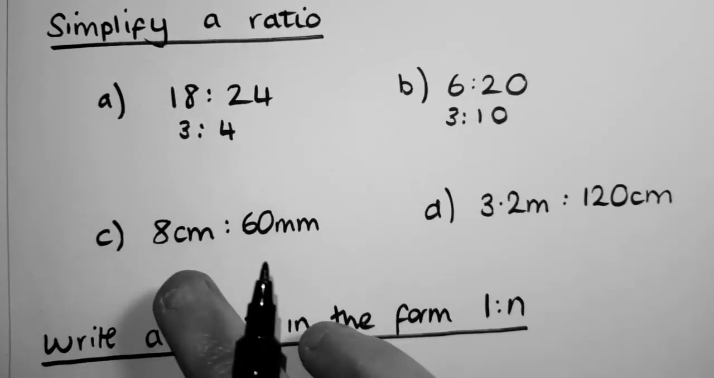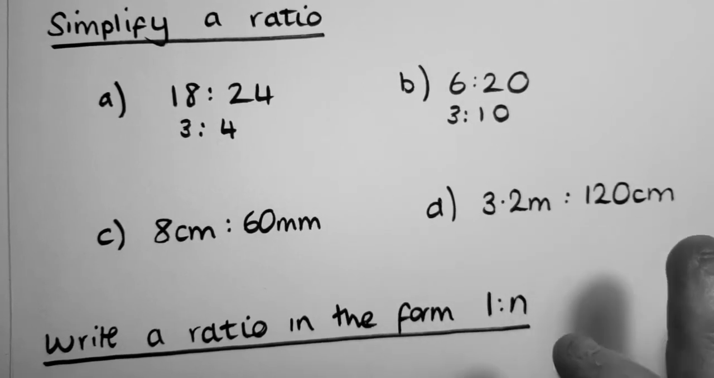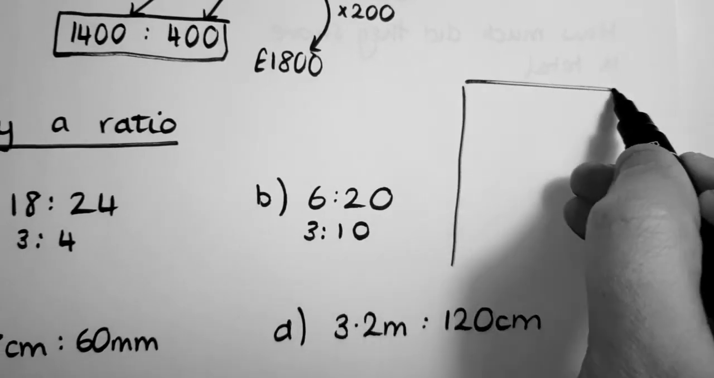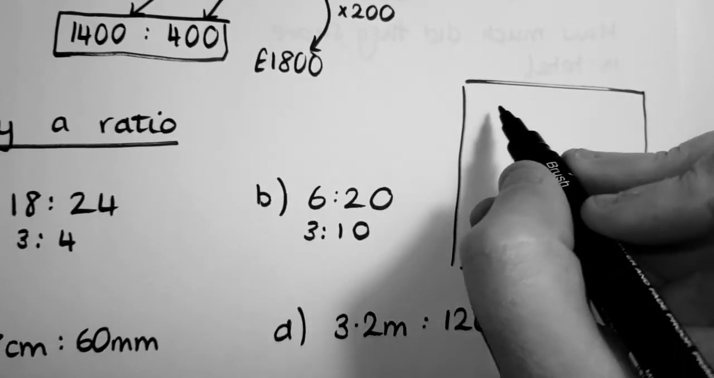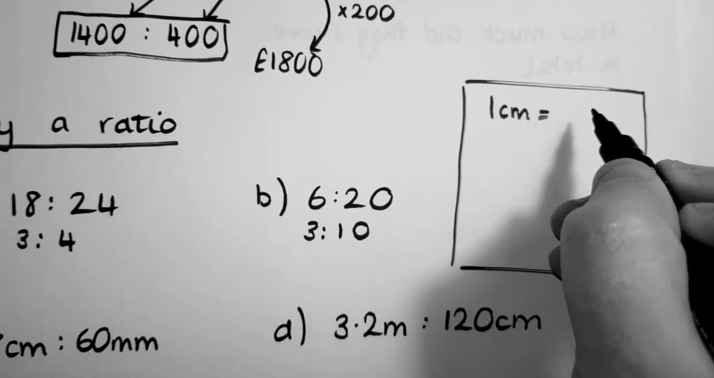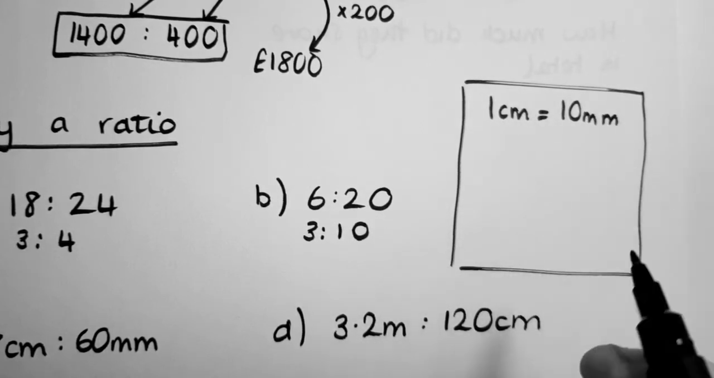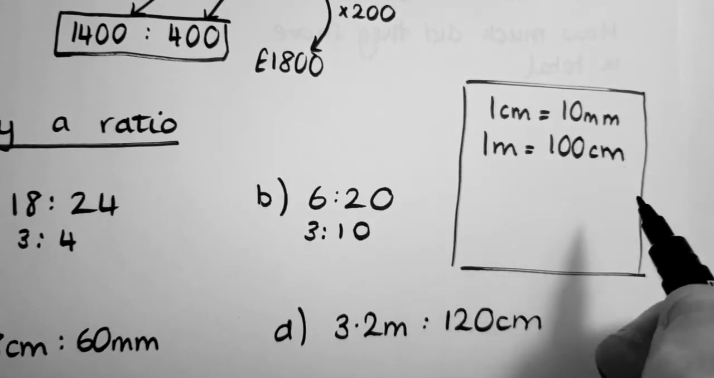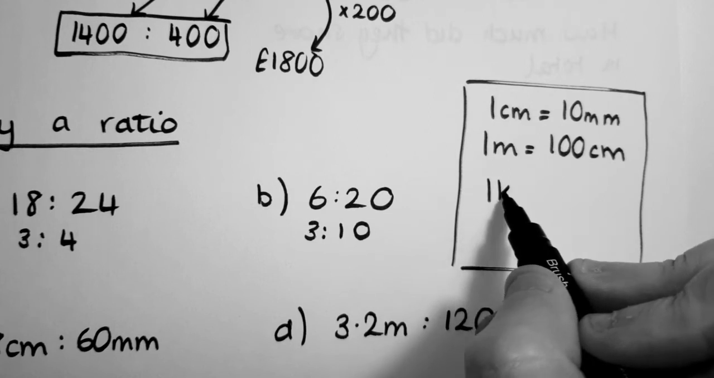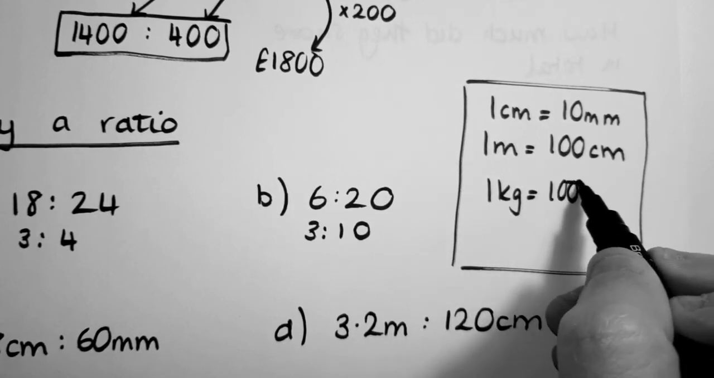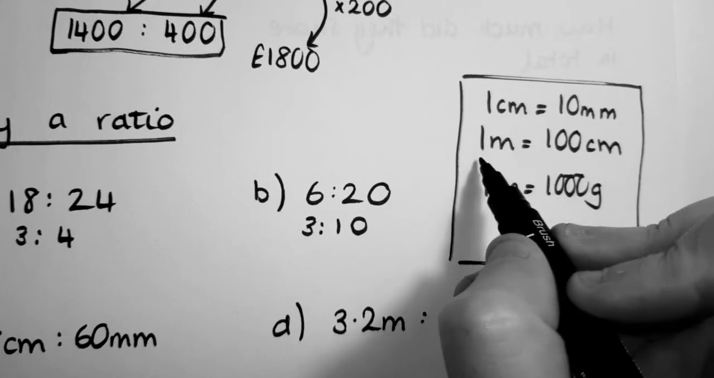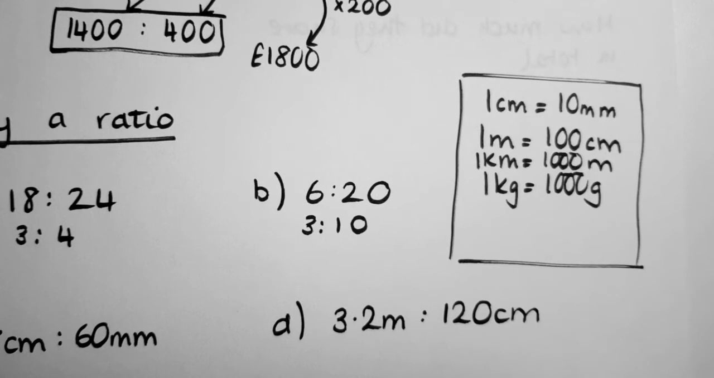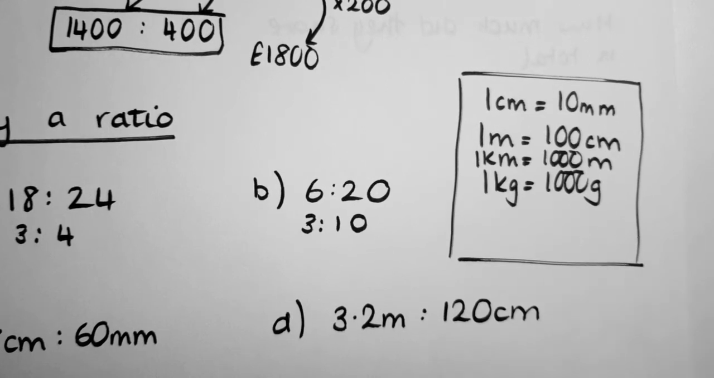Now, it gets slightly trickier if they've got units in. You need to write them in the same units first. So if you're not sure about your units, 1 centimetre is the same as 10 millimetres. 1 metre is the same as 100 centimetres. 1 kilogram is the same as 1,000 grams. I missed the kilometre one there. 1 kilometre is 1,000 metres. And those are the only ones we're going to be working with today.